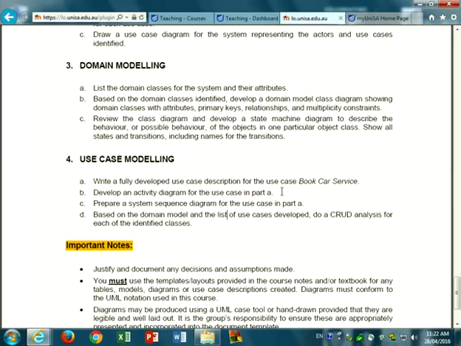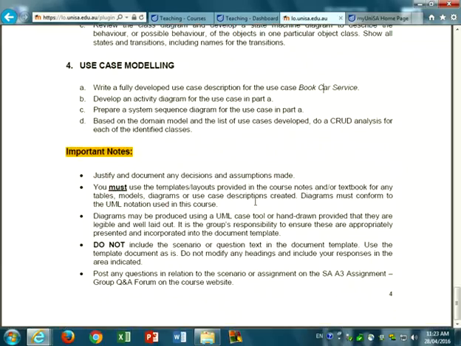You need to write a developed use case description for the use case book car service. So it's for a vehicle mechanic service organisation, and I've specified which use case I want you to create, as well as the activity diagram for this use case, as well as the system sequence diagram for this use case. Okay, so I've given you the specifics of which use case I want you to work towards. Please justify and document any decisions and assumptions made. Okay, there's no 100% right answer. There's no one correct answer. So if you're going to make assumptions on what you're presenting to me or your tutor in this piece of work, please state any assumptions that you have made, if you find it's necessary.